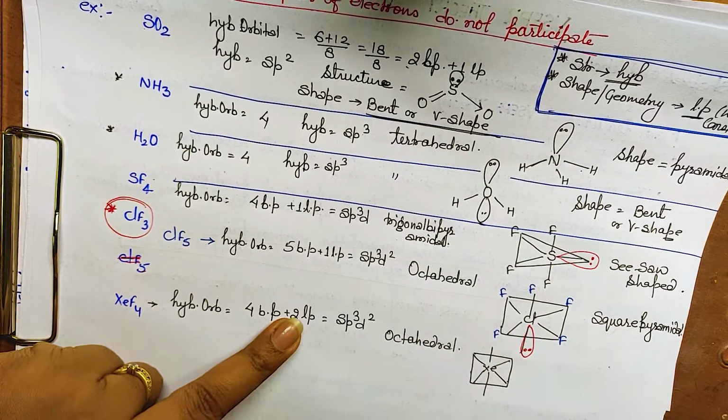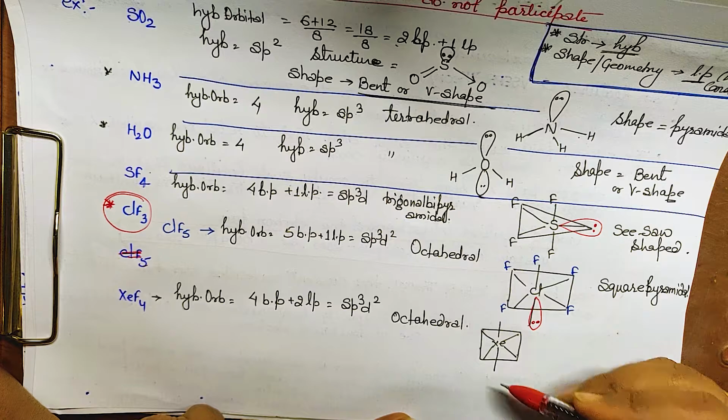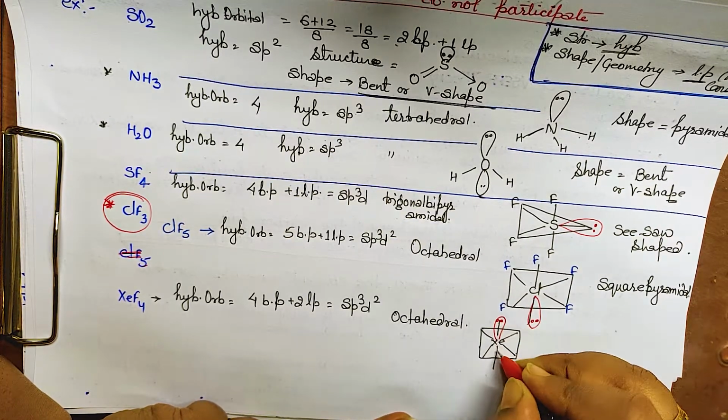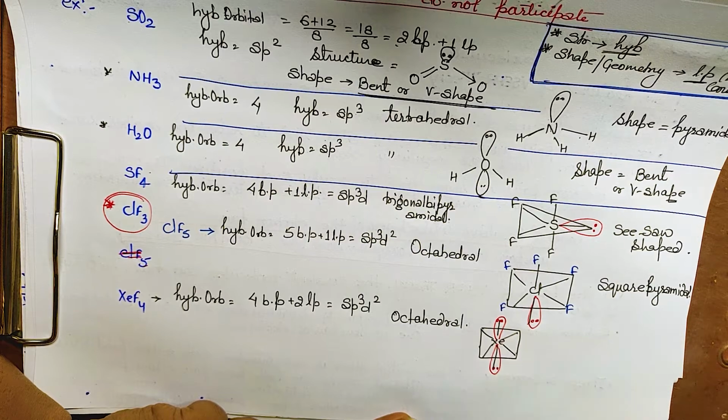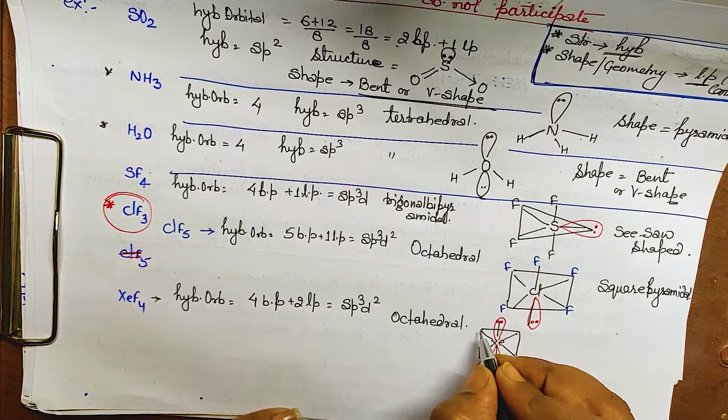So we will keep the lone pairs at the place where the repulsion is minimum. So these two are at the far distance. So we'll keep one lone pair over here and another lone pair over here. Okay, and at all 4 bonds we will keep the fluorine.